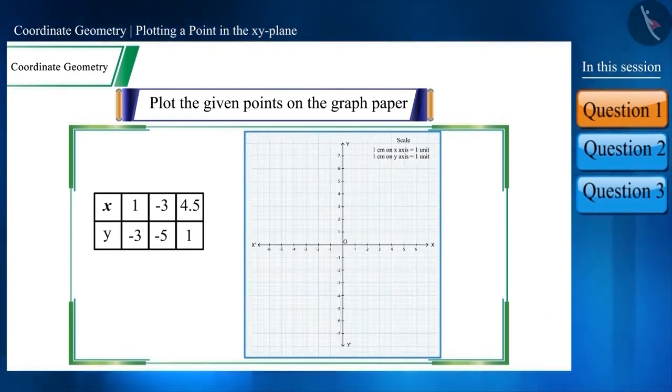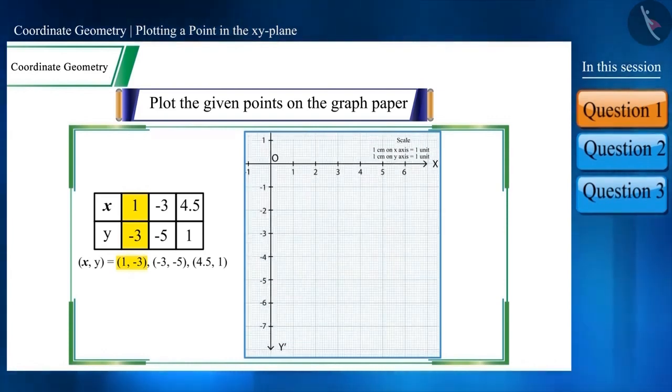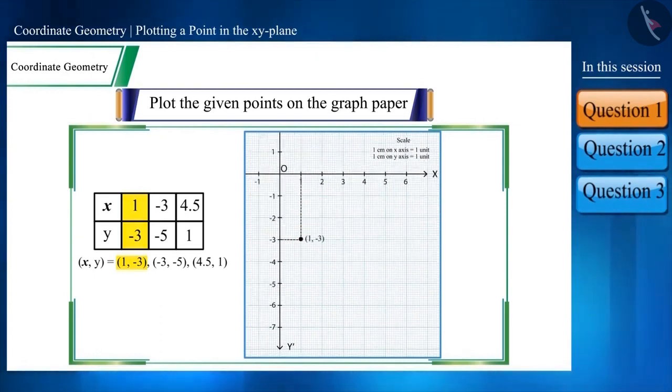You can also write these numbers in the form of coordinate points like this: (1, -3), (-3, -5), (4.5, 1). Friends, we will now plot the first point, (1, -3). According to the methods described in the previous video, x coordinate is 1. So from 1, move the line to -3 on the y-axis and plot the point there.